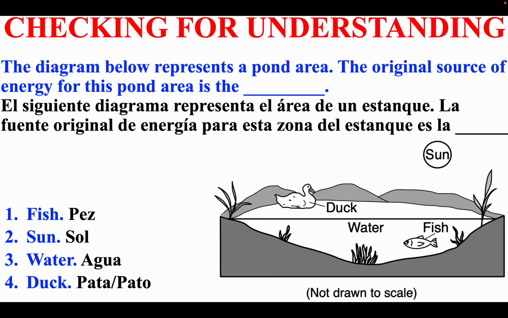The diagram below represents a pond area. The original source of energy for this pond area is 1, the sun, 2, the sun, 3, water, 4, the dark. And the original source of energy for this pond area is the sun. Solar energy is a major source of energy on Earth.